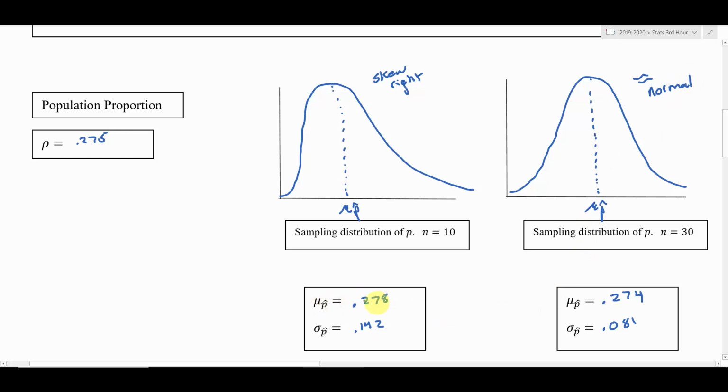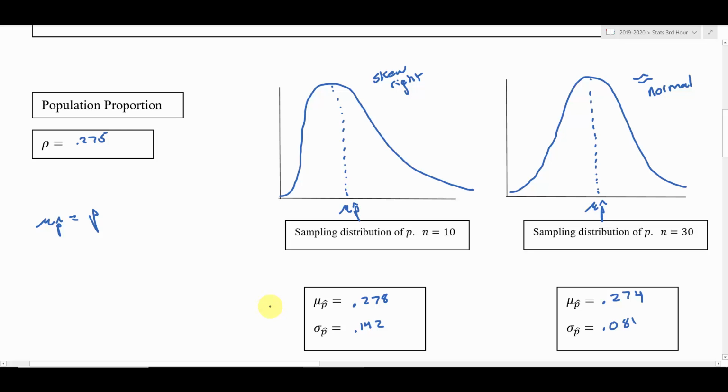Look at the mean of the proportions. The population proportion was 0.275. The mean of the proportions from our sampling distribution was 0.278. Not a whole lot of difference. And even when I increased it to 30, it's at 0.274. So it did not change, right? So the mean of the sampling proportion is going to be equal to the population proportion. That is going to happen every single time. Now, the standard deviation that we see here, you'll notice that it does get smaller. When I had it at 10, we had a standard deviation of 0.142, but when I increased it to 30, it reduced quite a bit down to 0.081.